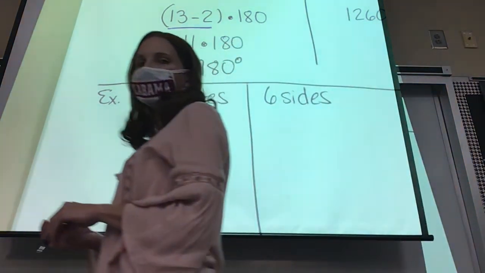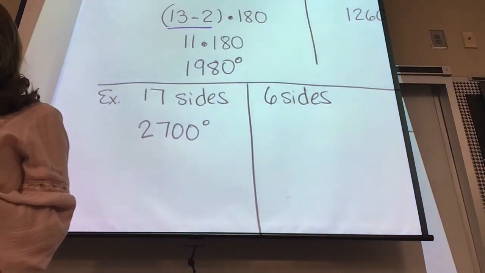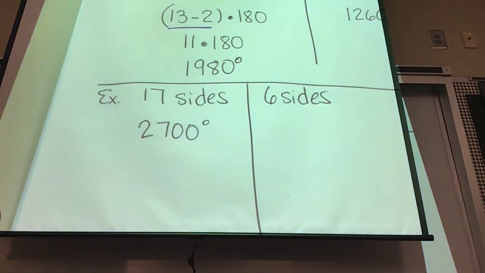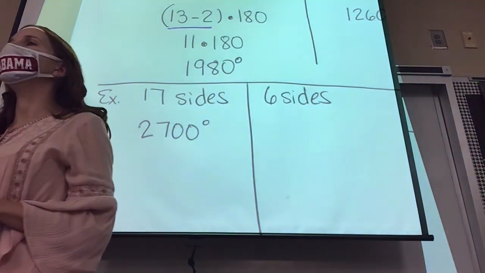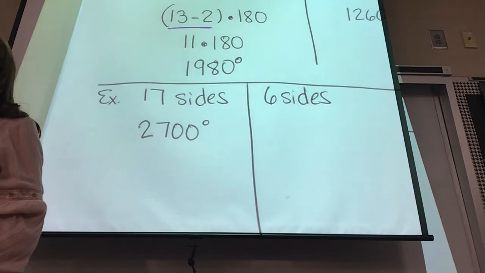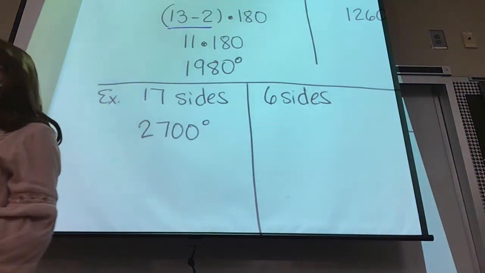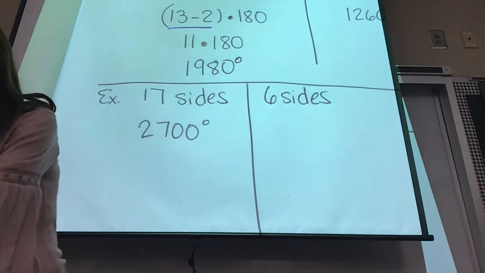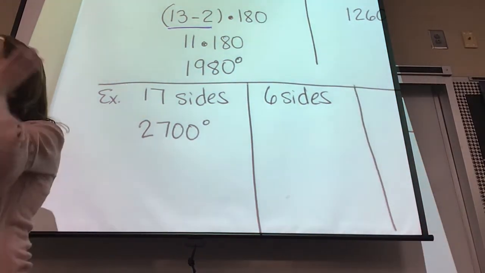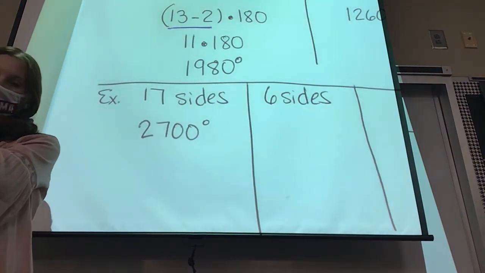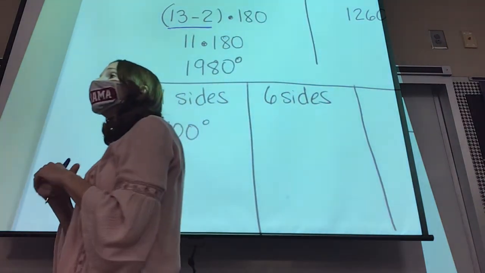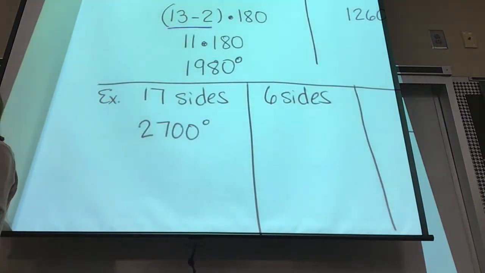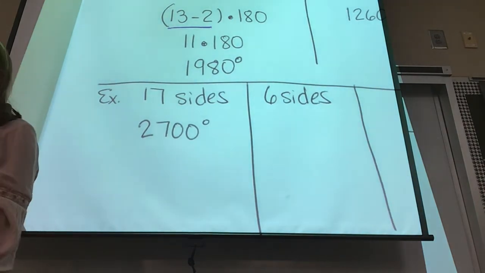Okay, so 6 sides should not be that difficult. Okay, it's 2. So 6 sides. Six sides. Okay. It's 720. Well, yes, that is 720.